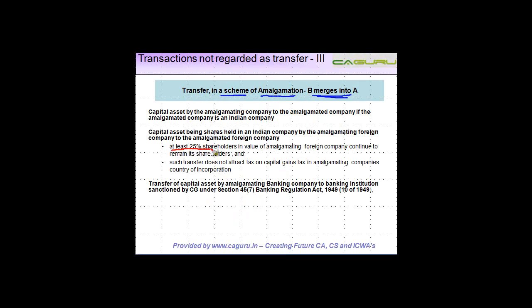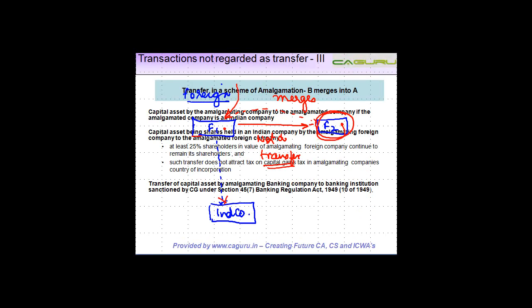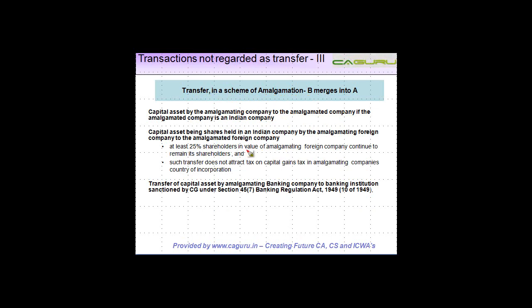At least 25% shareholders in the value of the amalgamating foreign company continue to remain its shareholders. Okay. What does this mean? This basically means that 25% of shareholders of F1 continue to remain shareholders in F2. If this is a little confusing, maybe I can amend this language a little bit for you. At least 25% shareholders in the amalgamating foreign company continue to remain shareholders in the amalgamated company.